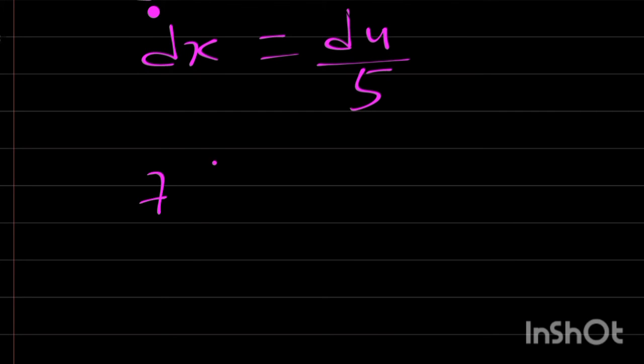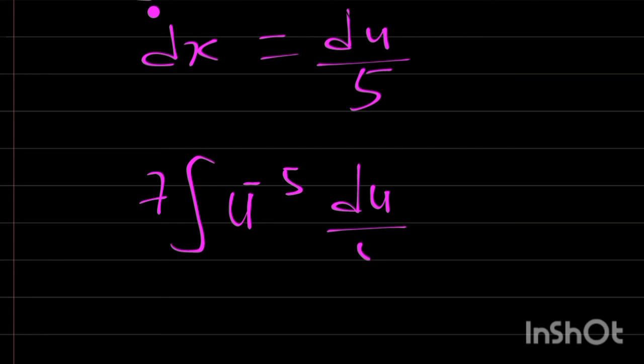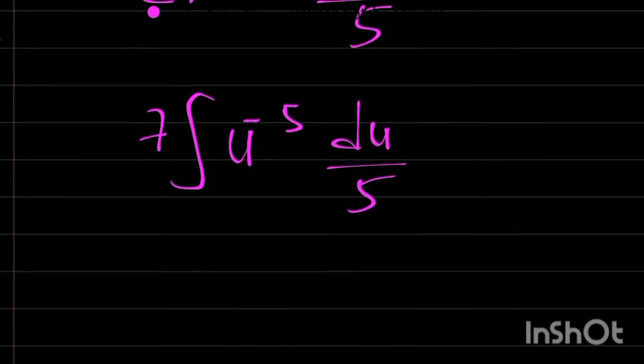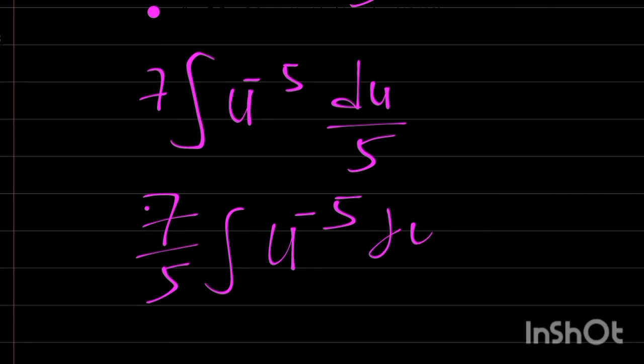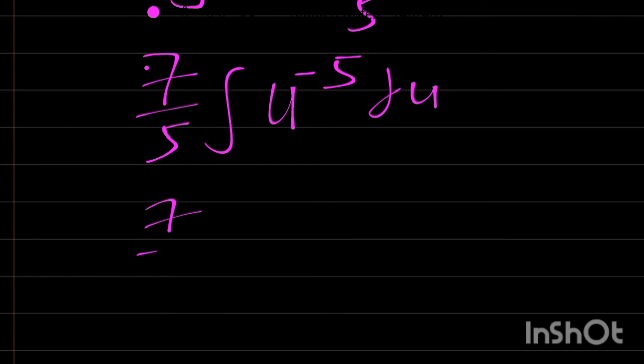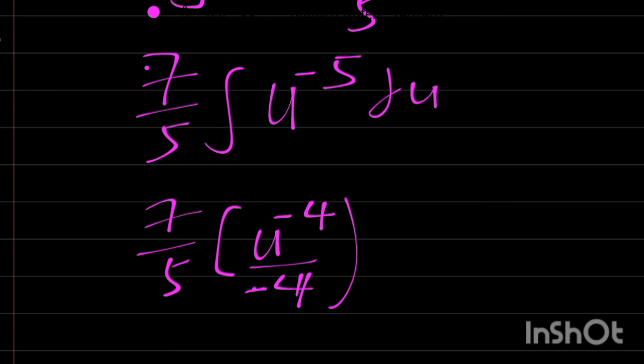Therefore, I have 7 integration of u raised to power minus 5. Instead of dx, I'm going to have du over 5, because you cannot integrate u with respect to x. So the 5 is also a constant. 1 over 5 is a constant. I will allow it to come outside. 7 over 5 integration of u raised to power minus 5, then du. I can now integrate this. So I have 7 over 5 into u raised to power minus 4 divided by minus 4. Then plus c.